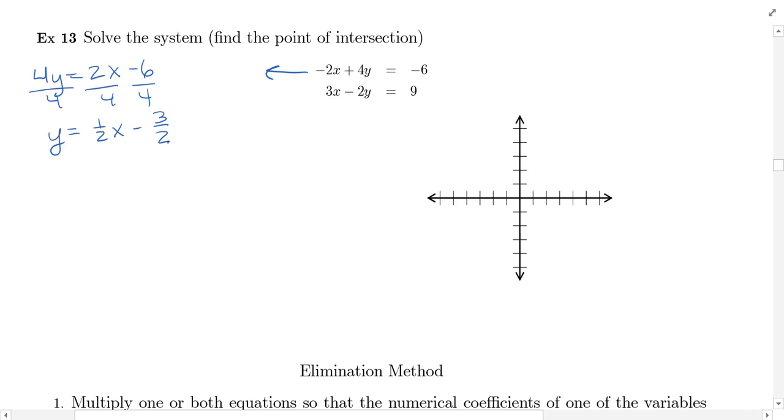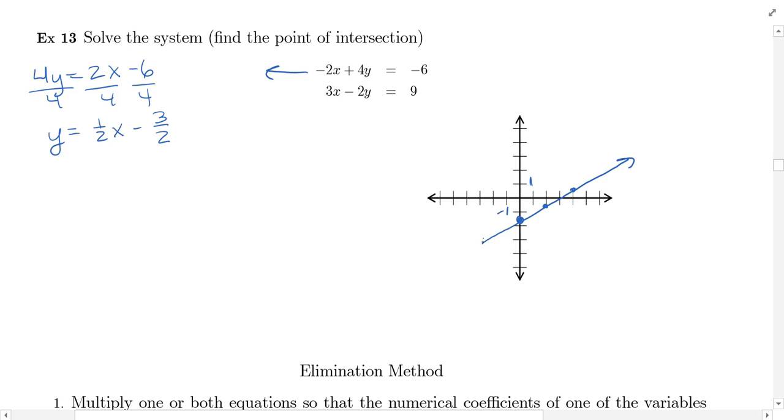So if we want to graph that, and I'll graph it in blue, I'm assuming that each one of these marks that I have is 1. Again, you always want to make sure you label your units when you're graphing. We're going to start at negative 3/2 here, and then we're going to go up 1 over 2, up 1 over 2. And so we get this line here.